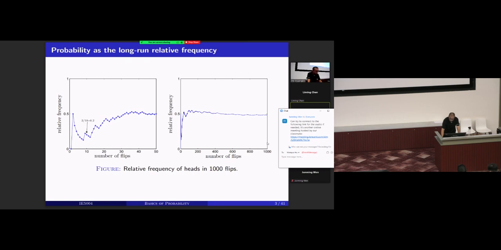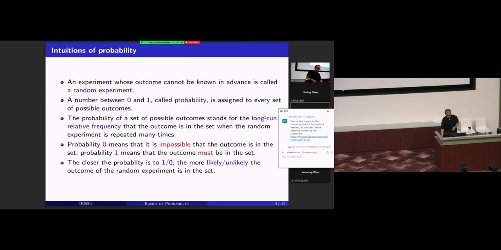But at the 1,000th flip, it's close to one half, but still not exactly one half, right? So this is the recorded frequency of heads after 1,000 flips. So it's random because it's a recorded frequency. But the limit should be there. The limit is the probability. So this is a very intuitive introduction of probability.